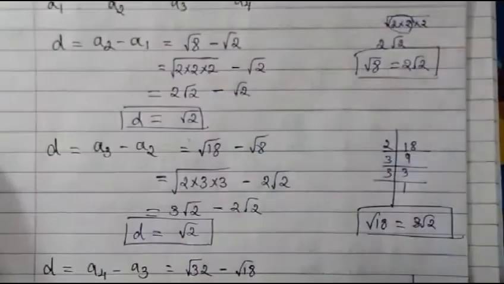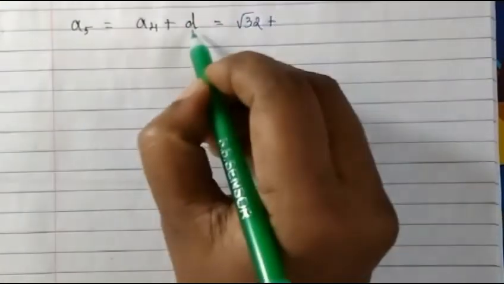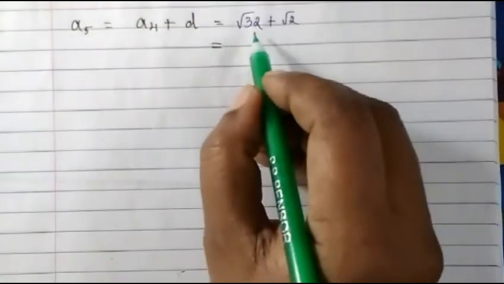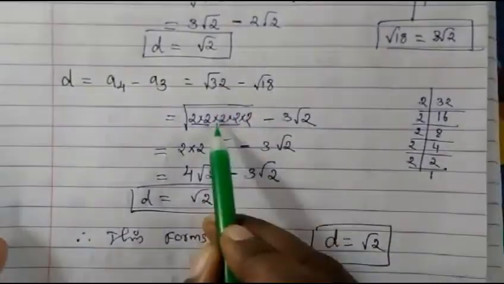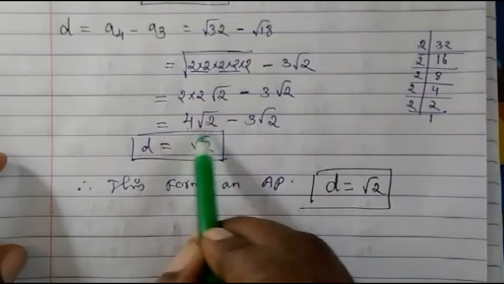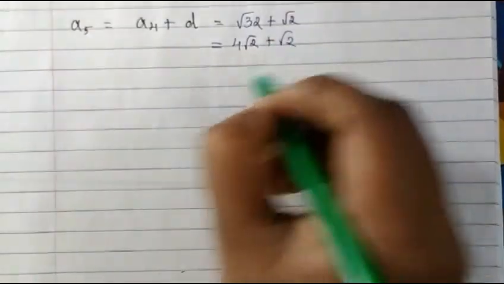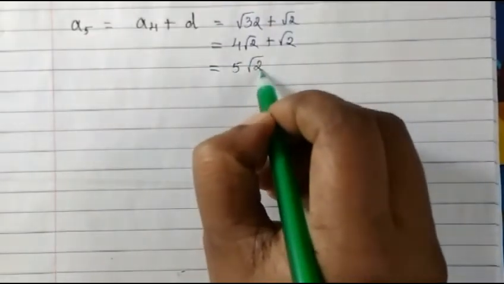A4 was root 32. So root 32 plus D is what? Root 2. So now root 32 we had written, you remember here, root 32. When we factorized, we got 4 times root 2, so we'll write down that only. So 4 times root 2 plus root 2. Now 4 times root 2 plus 1 time root 2 will give us 5 times root 2.